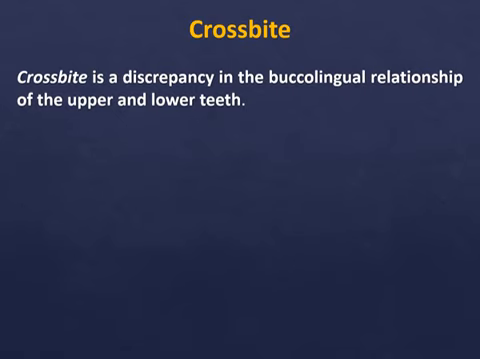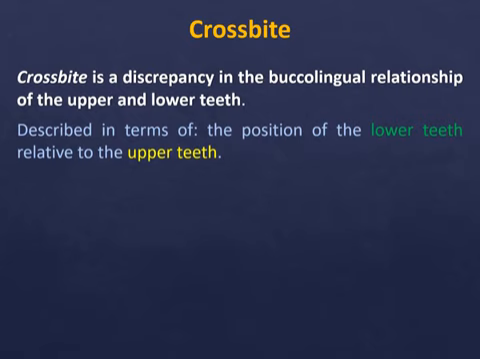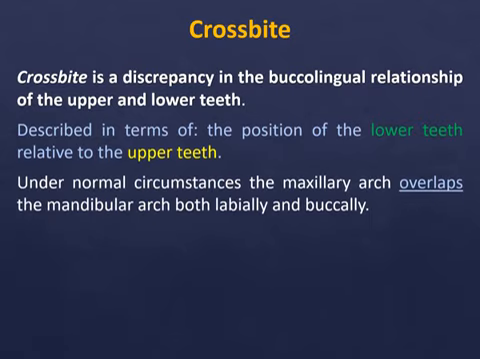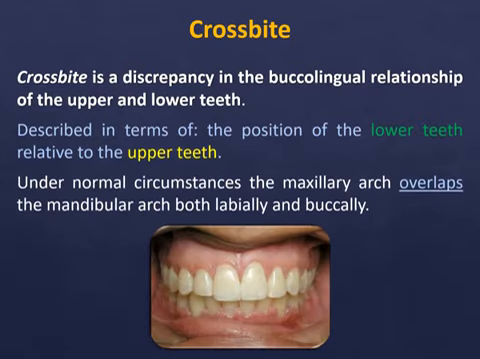So this buccolingual relationship will be reversed in case of crossbite. It's usually described according to the position of lower teeth in relation to the upper teeth. So if the lower teeth are buccally positioned to the upper teeth, this is buccal crossbite, while if the lower teeth are positioned lingually or palatally to the upper teeth, this is lingual crossbite. Under normal circumstances, the maxillary arch overlaps the mandibular arch both buccally and labially, as mentioned before.